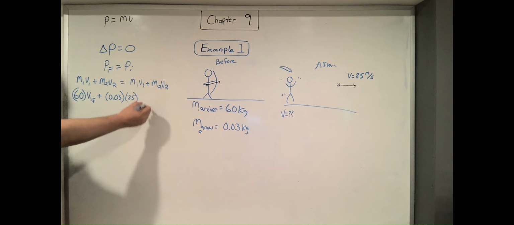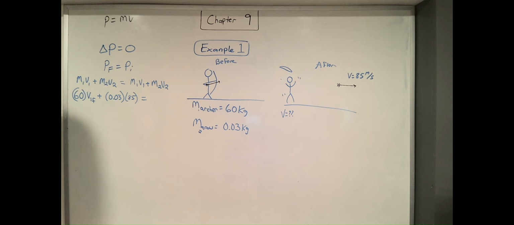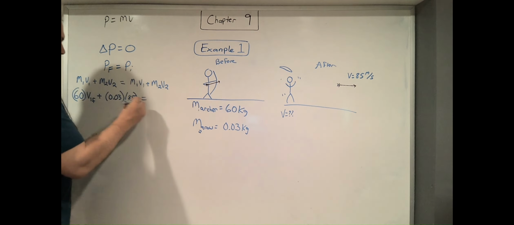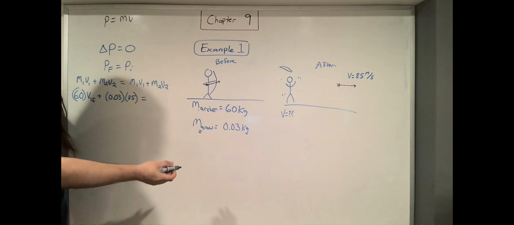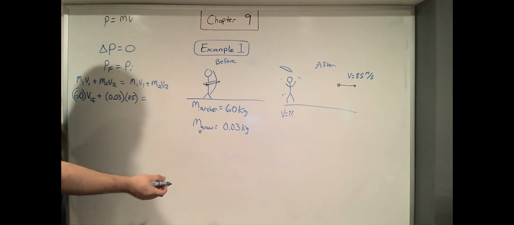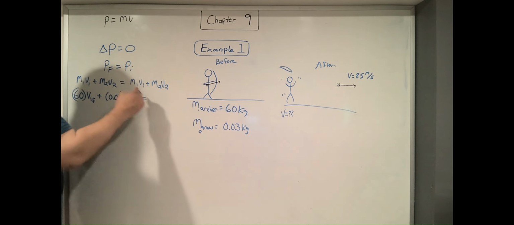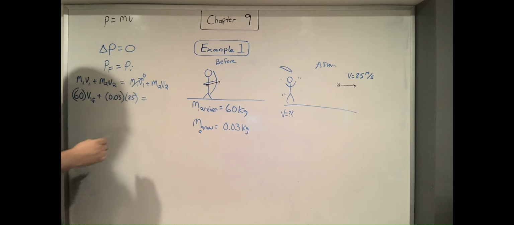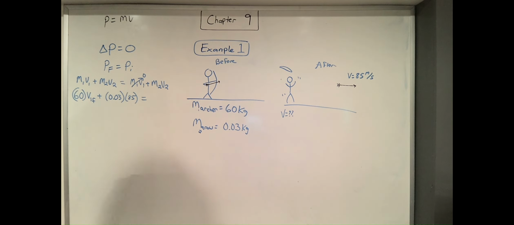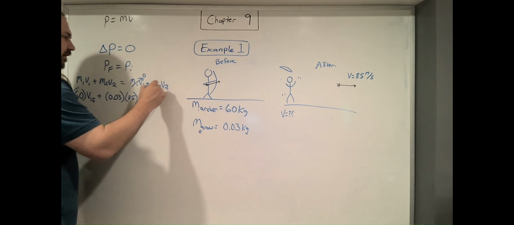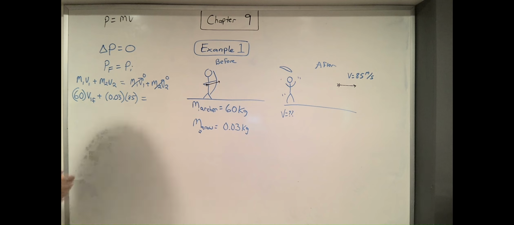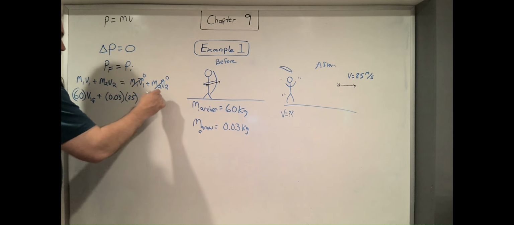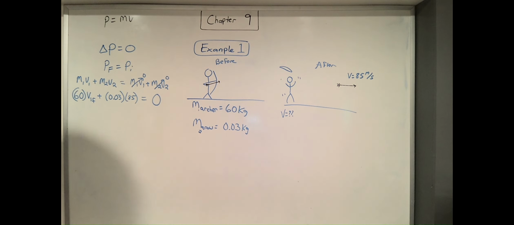Now I look at the initial. And on the initial side, I have the mass of the archer, right, 60 kilograms. But the velocity of the archer is 0, standing still, drawing the bow back, ready to go. But the velocity is 0. How about the arrow? That has a mass, but same thing. It has not been fired. It's simply ready to go. So the velocity there is also 0, which means this whole side goes to 0.